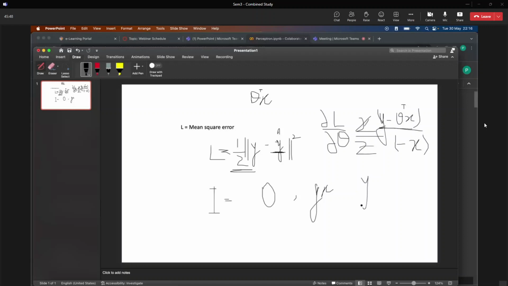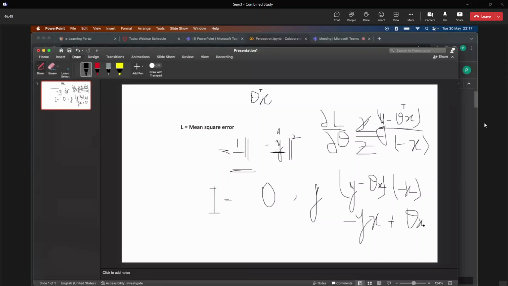Okay. So this is basically y minus theta transpose x, into minus x. So when you multiply, minus y x, and this is theta x.